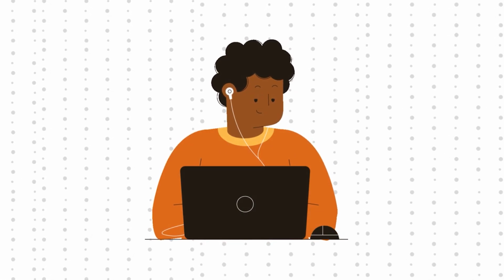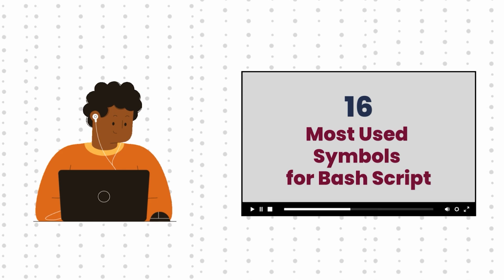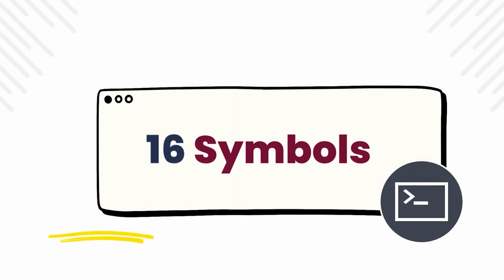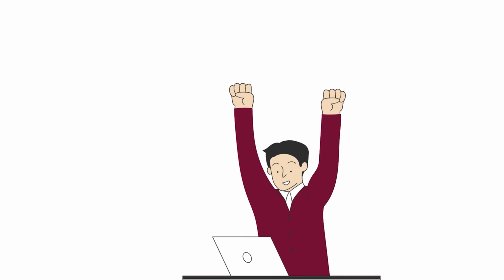In this tutorial, I will talk about the 16 most used symbols for bash scripts. Here, I will briefly describe the 16 symbols. These symbols are just like shortcuts and they are widely used in bash scripts. In the end, I will provide some examples and demonstrate them in the terminal. So let's get started.